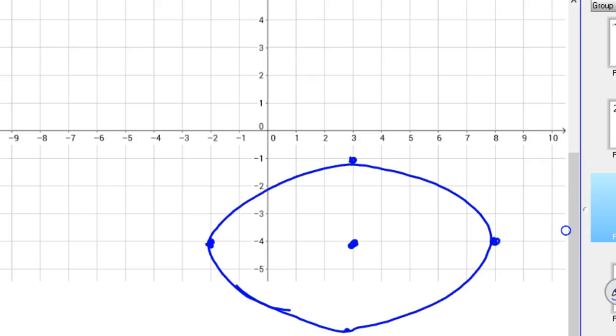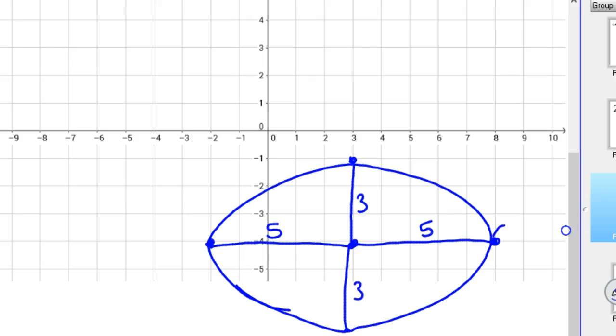And my major axis, that length is 5. My semi-minor axis, that length is 3. And it's the same in both directions. So this length is 5. This length is 3. And so my minor axis is 6 long, my major axis is 10. These out here, each of these points are called vertices.